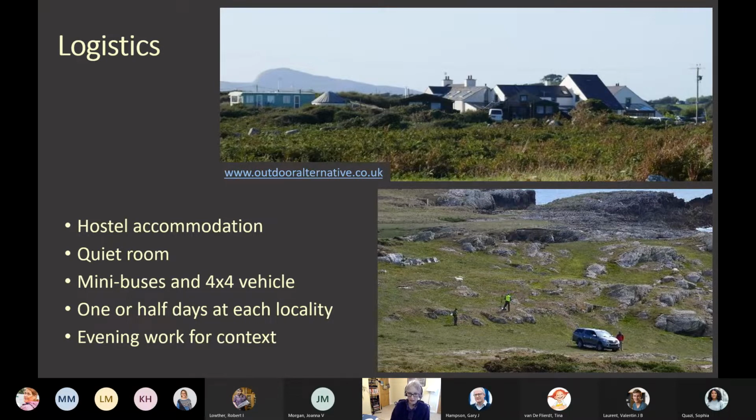And we restricted the localities that we visited to one or two on each day. So it was focused more on spending a lot of time at a smaller number of locations. And then in the evenings, there was an evening debrief, and the students really had the flexibility to engage with work if they chose to do so. So there were resources available for them to engage with as much or as little as they wanted to.